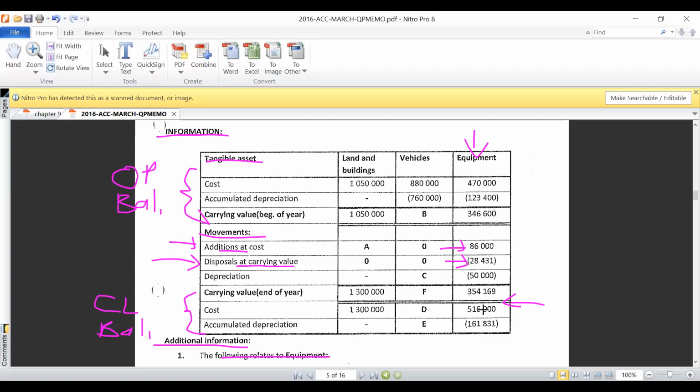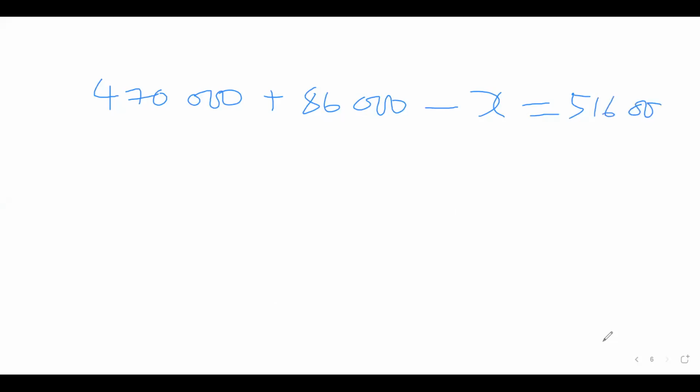The calculation is going to look like this. You had 470K, then you bought for 86K, then you sold, and I'll call that X. We don't know how much. That's what we want to find out. And then at the end of the year, we have a closing balance of how much for the equipment? 516. Can you see it? Yes. So that's what we are sitting with as the balance for the cost. It's 516,000.